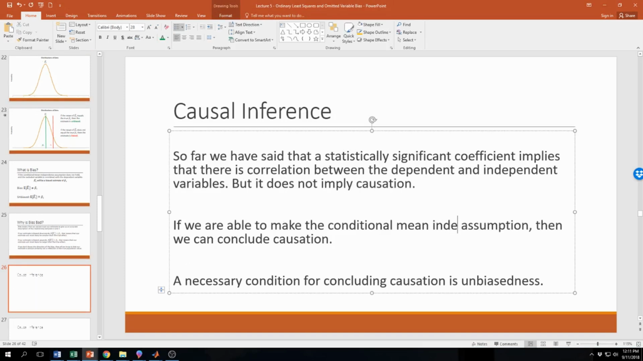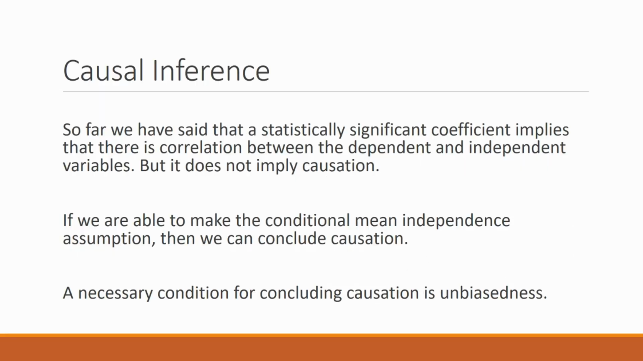I need to correct something. If a particular correlation implies causation, and so far, no correlation implies causation. But if we have an unbiased estimate, then we can conclude causation. Or I could say more precisely, a necessary condition for concluding causation is unbiasedness. So unbiasedness is really important if we want to know a causal relationship between two variables.